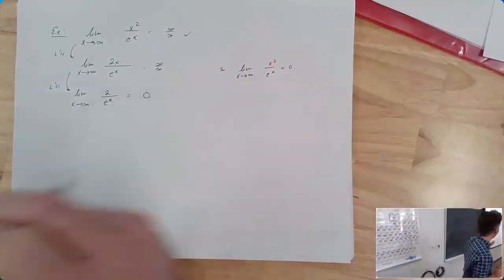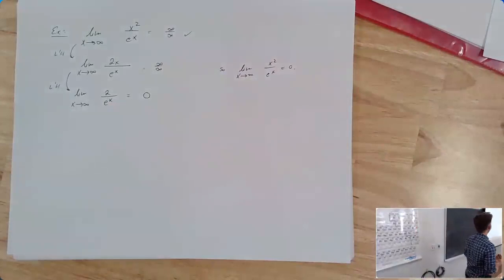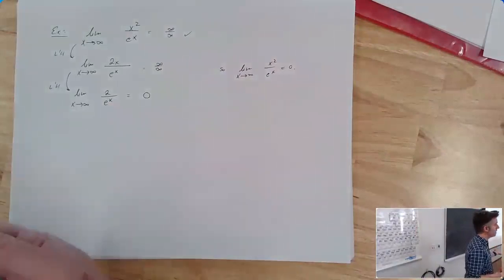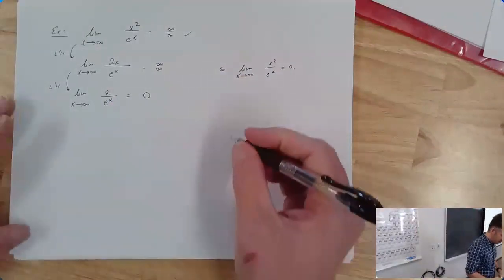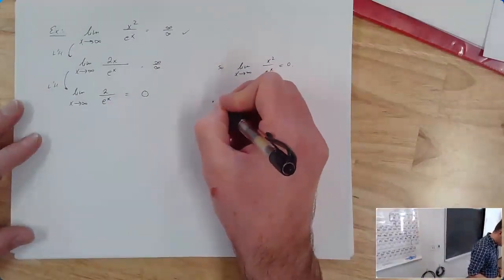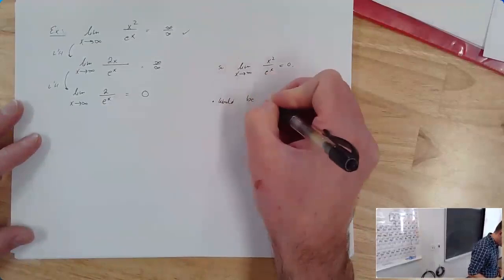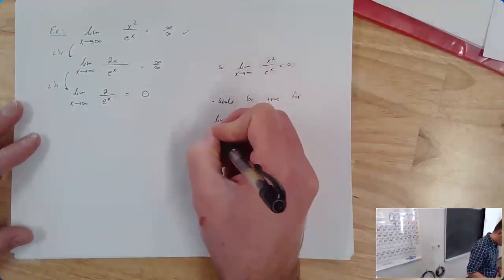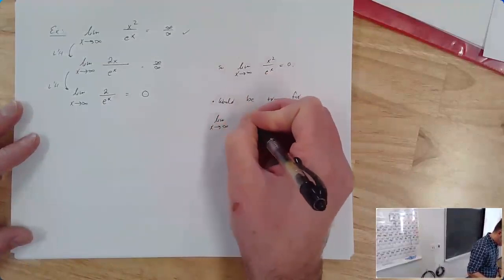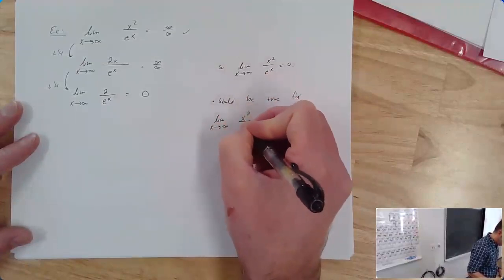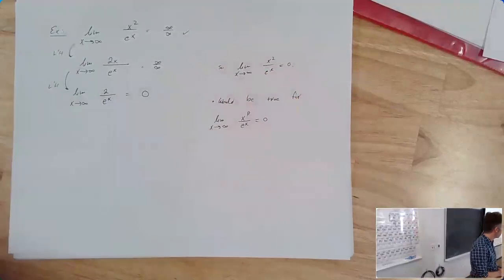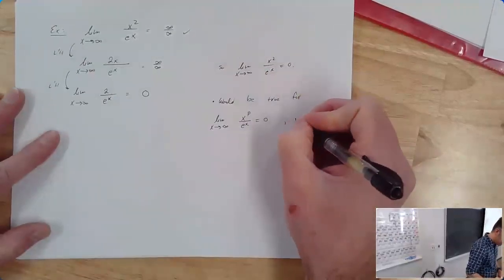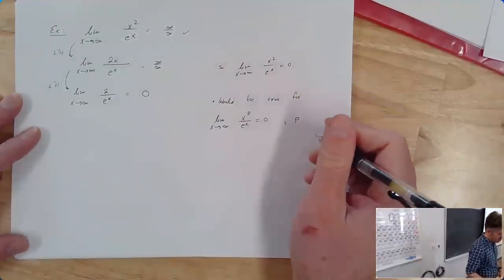And something of note, you could probably see that this would be true no matter how large a power of x I picked, right? This would be true for the limit as x approaches infinity of x to any positive power over e to the x. P is a positive integer power, I should say.